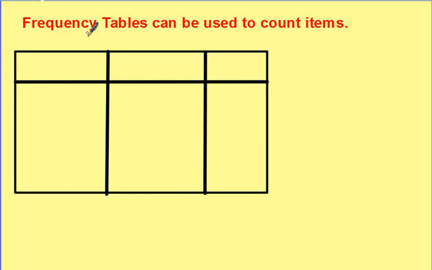Frequency tables are a way to organize information. For example, let's say we wanted to know where everyone in our class had gone to elementary school. We would organize a frequency table. So we would want to know which school.